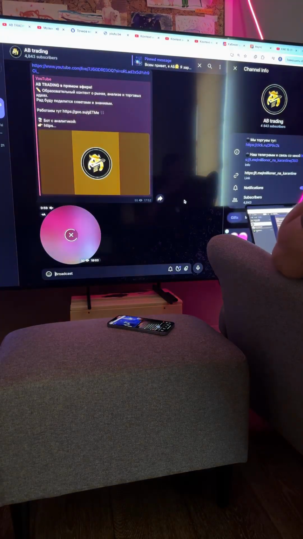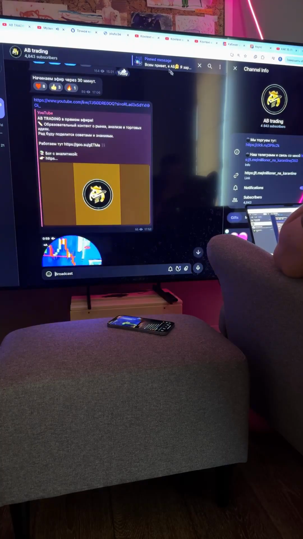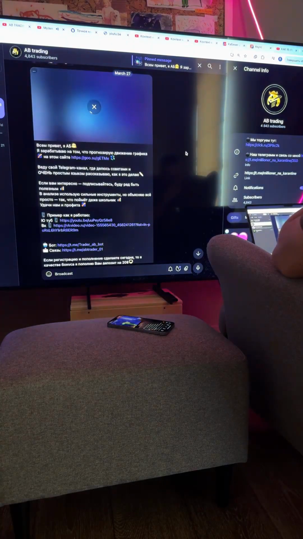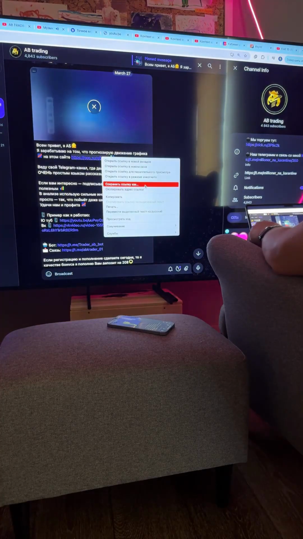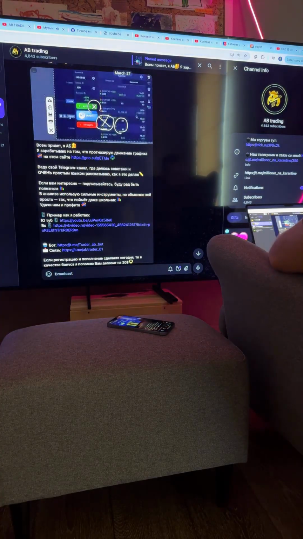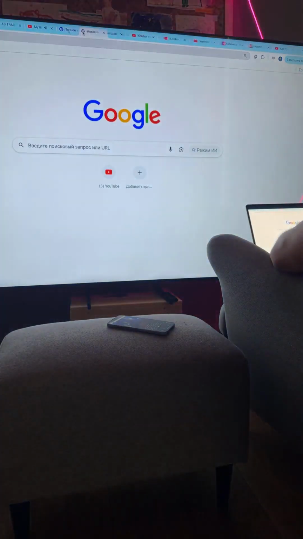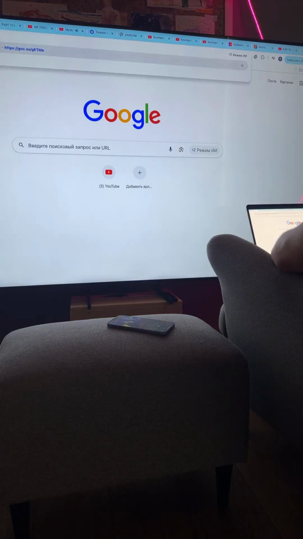I accidentally closed the broker. Can we open it again? Let's try. Does it bother you that it was in dark mode before? Now it's in light mode. Let's open it now.